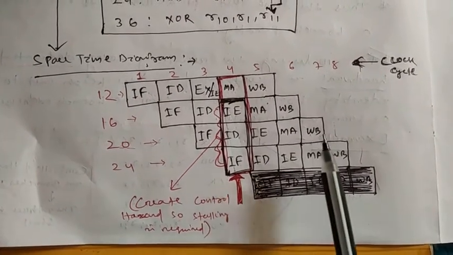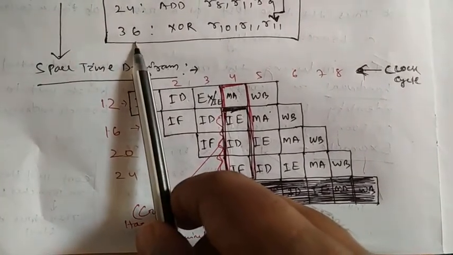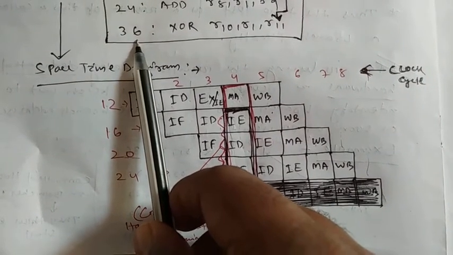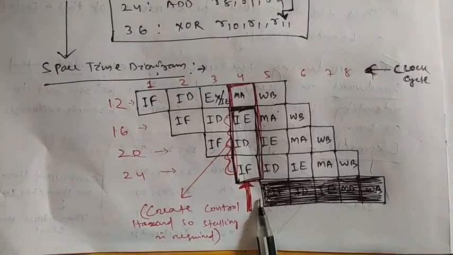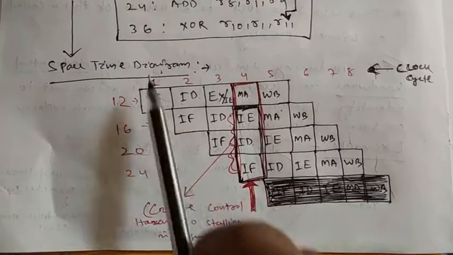After execution of the 4th instruction, or the 36 location instruction, we can load the rest of the instructions into our pipelining. Get it, everybody? So this is the space diagram.